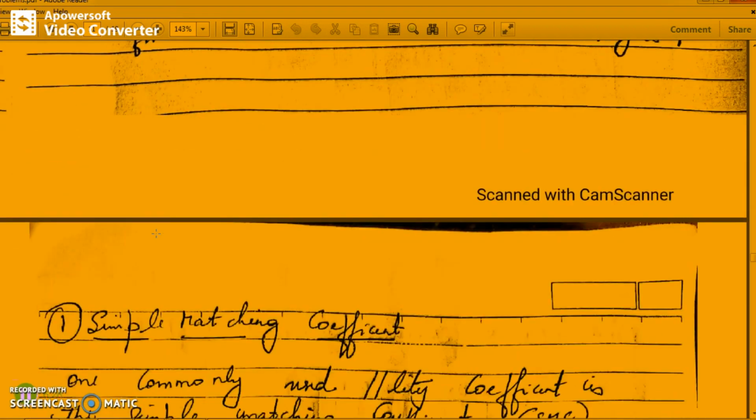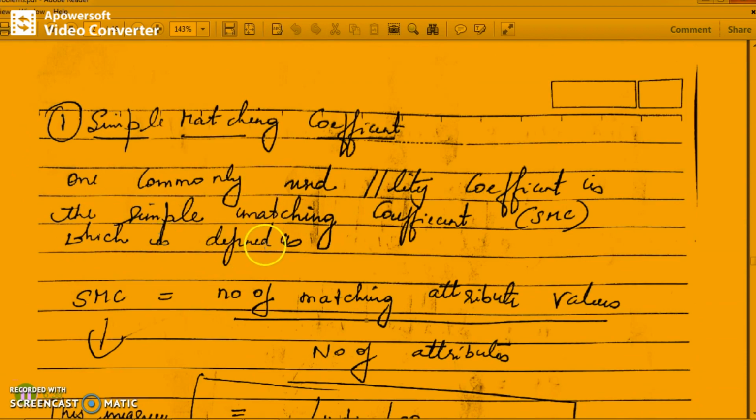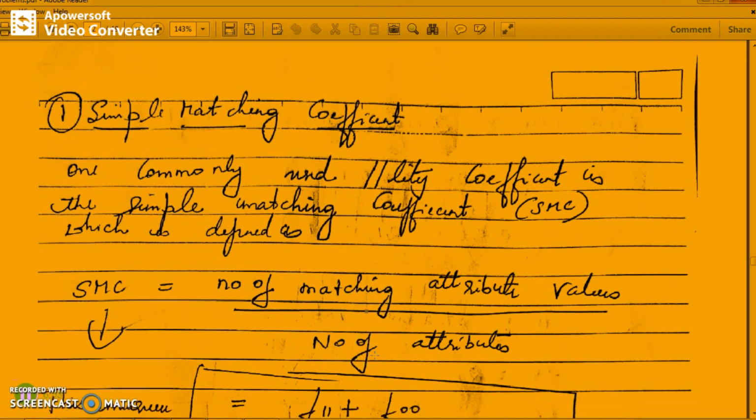So in our SMC calculation, it says number of matching attribute values, that is f11 plus f00, divided by total number of attributes. So divided by number of attributes, how many quantities do we have? Total 4. So all 4 quantities you take here, the sum of them, that is f00 plus f01 plus f10 plus f11.